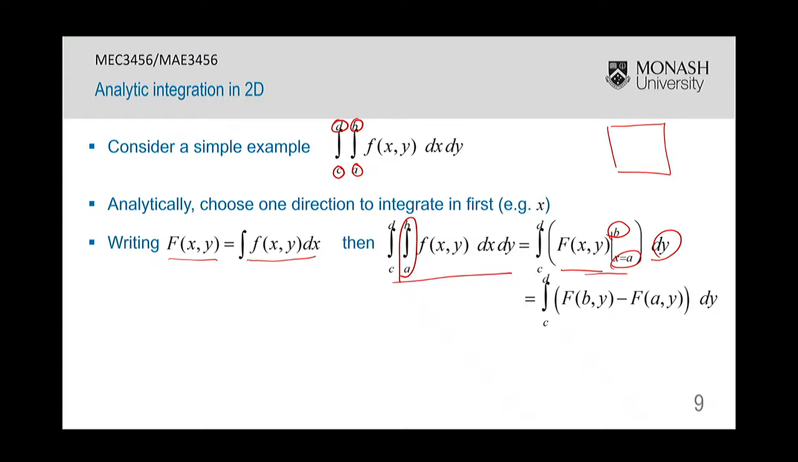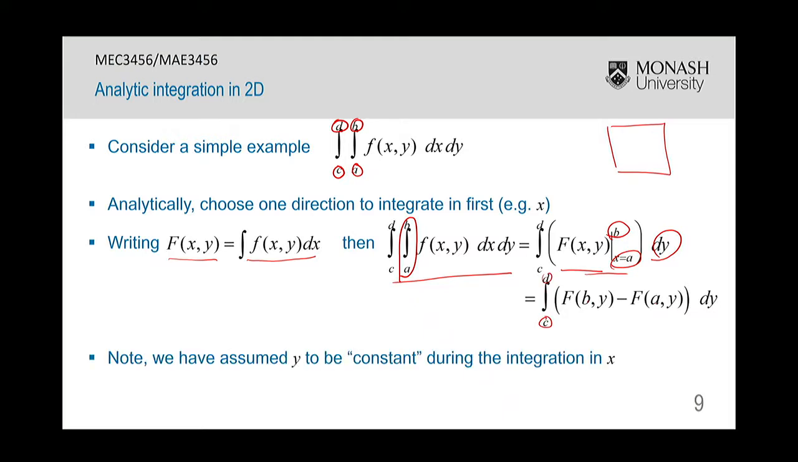And if we actually do this analytically, we can put in the value of b and the value of a into this expression, and we come up with the integral of F of b and y minus F of a and y, integrated with respect to y over the limits c and d. In this integration in x, in this bit up here, we have assumed y is constant during the integration. We've treated it symbolically, we haven't allowed it to vary.